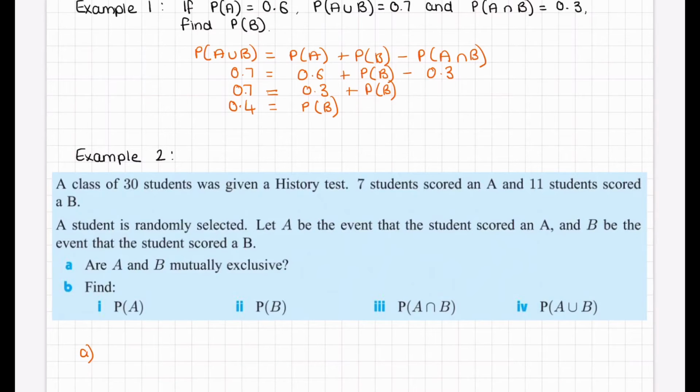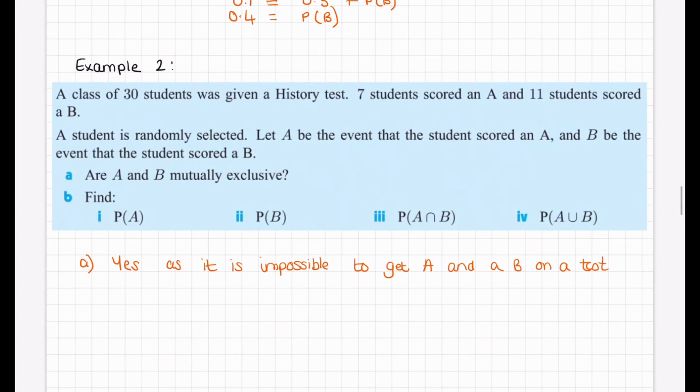And what we need to ask ourselves is, can A and B both happen together? Can you have an A and a B? Now in this situation, no you can't. You can't on a test get an A and also get a B, so therefore they are mutually exclusive. And we just write a sentence to that effect. So yes, as it is impossible to get an A and a B on a test.